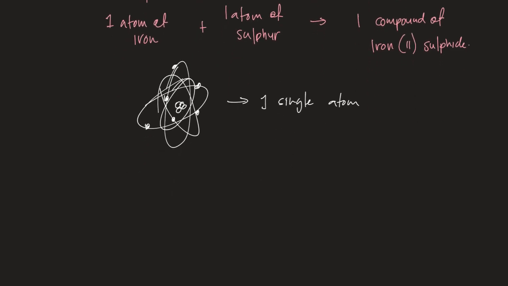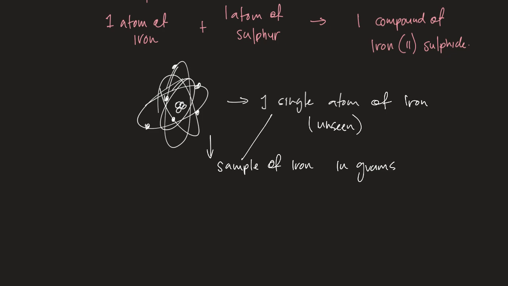Now if I had, let's say, this is a single atom of iron. Okay. Now if I wanted a sample of iron, let's say for example in grams. Now grams I can see. One single atom, you can't see it with an eye, right? So it's unseen. But when I put many atoms together, okay, I can get a sample. If I get the sample, I can get that sample in grams.